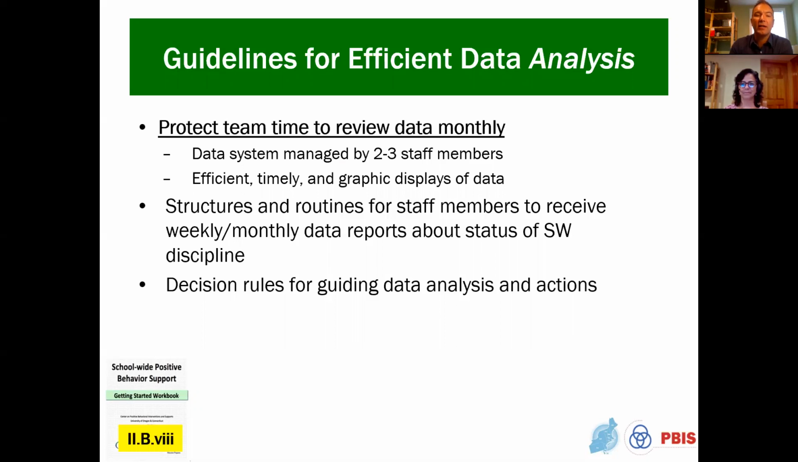Next, you want to find and or establish rules for data analysis and decisions so that you can identify whether action needs to be taken using the data or not. So an example of a rule might be if 10 or more students receive an office discipline referral for a problem behavior within a particular context, then it's a systems or a location issue.